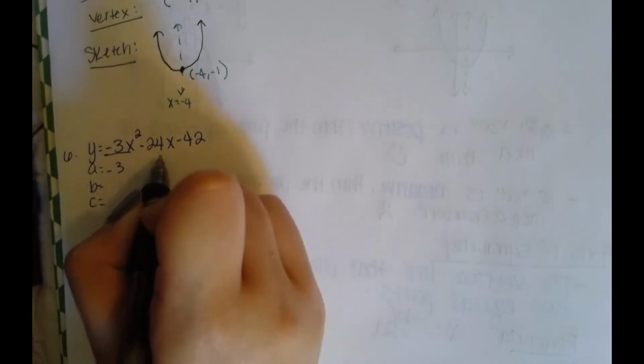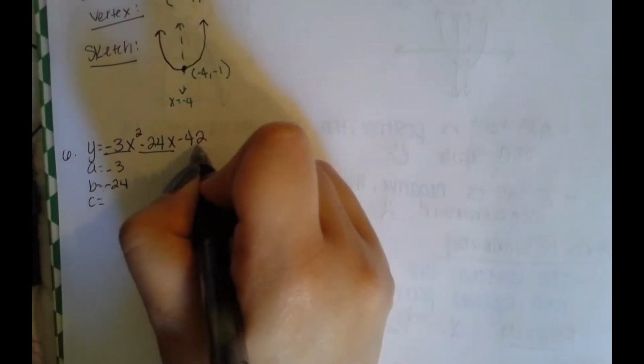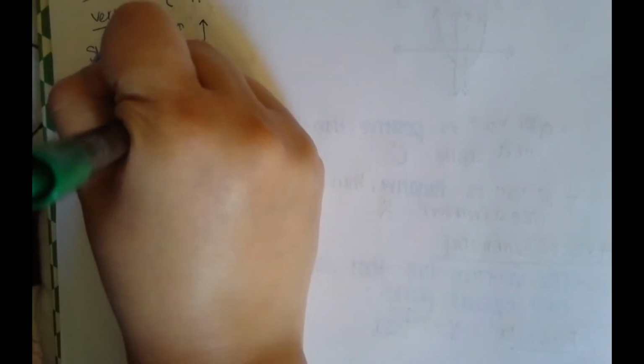So again, start by identifying your A, B, and C. Your A right here is this number in front, so it'd be -3. Your B is the number in front of your x, -24. And your C is the last number, -42. I just find that if you have your A, B, and C next to it, then when you're plugging things into your equation, it's easier if you can see it.